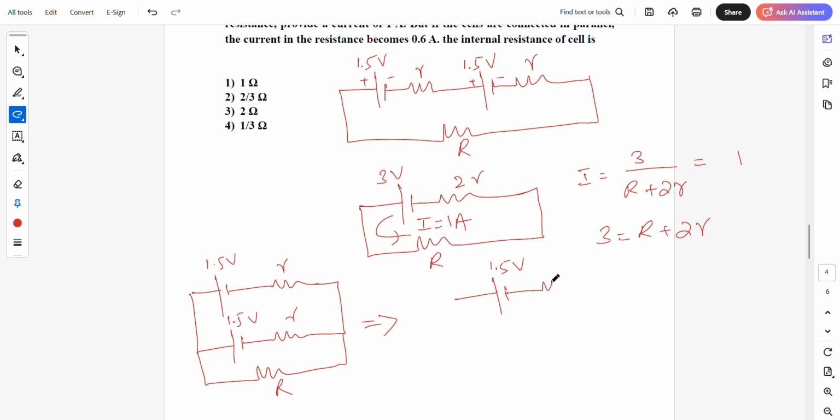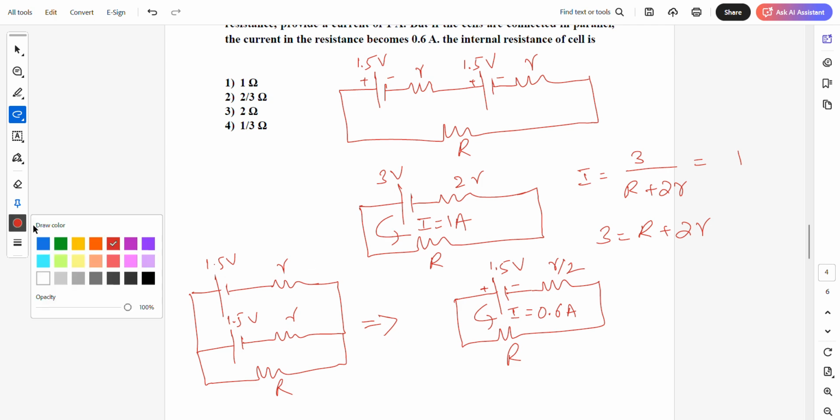And this will be R and R. They are in parallel, so R by 2. R by 2 it will be. This is how much? This is already R external. Okay. Now this is plus and this is minus, right? Some current will be flowing here. That current, how much have they given? I is equal to, in the second case, 0.6 amperes they are giving. 0.6 amperes they have given.